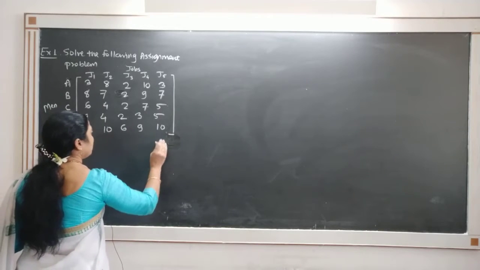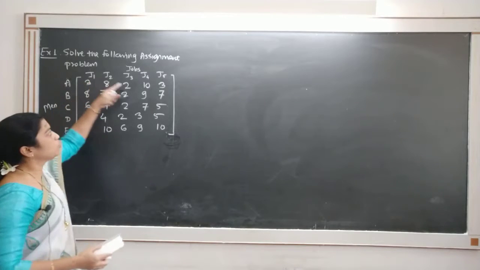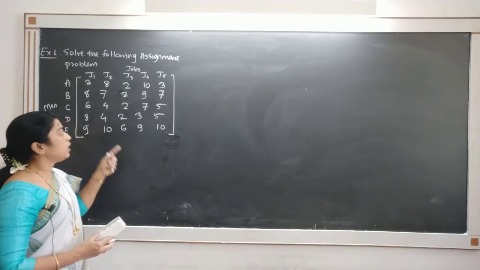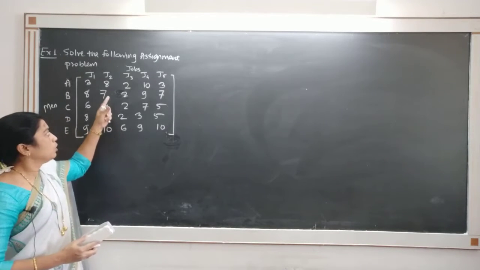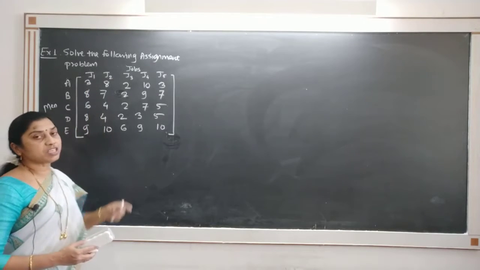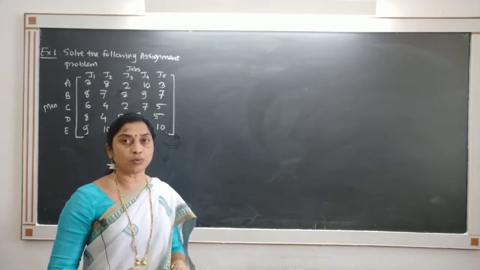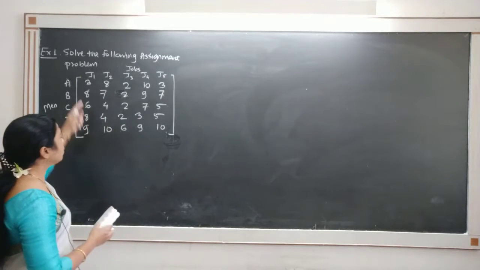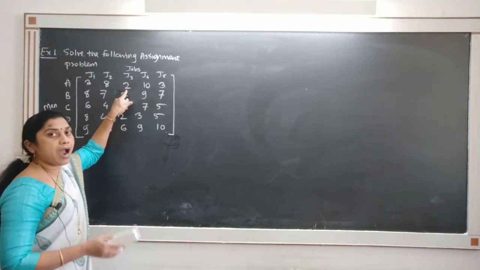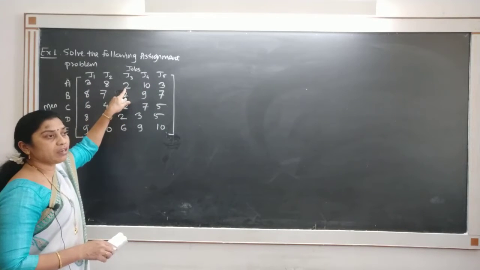We want to solve this assignment problem, 5 men and 5 jobs. We want to see the optimal assignment, that is to minimize. So by the Hungarian method, firstly we reduce this matrix so that each row contains 0. For that, what we have to do? From each row, select the smallest element and subtract it from all elements of that row.